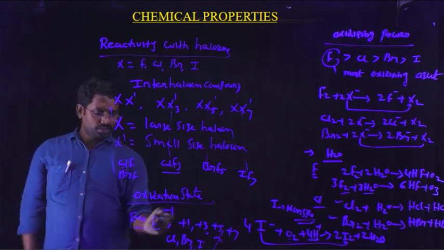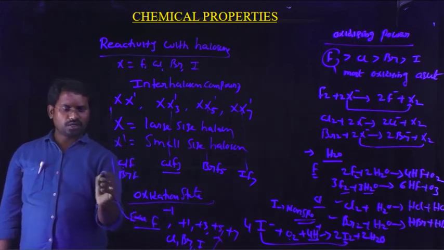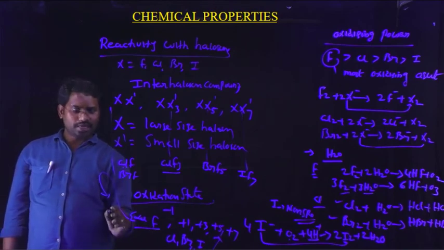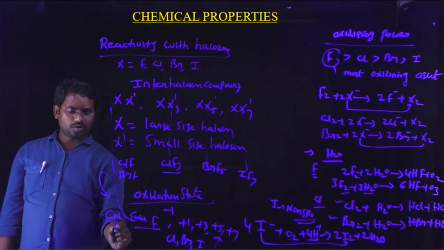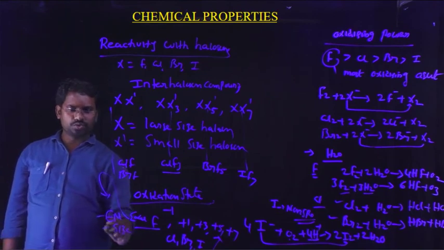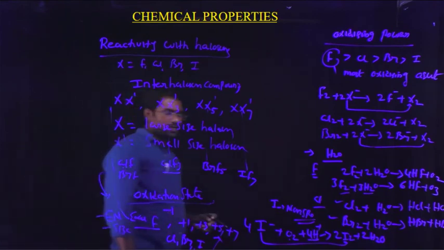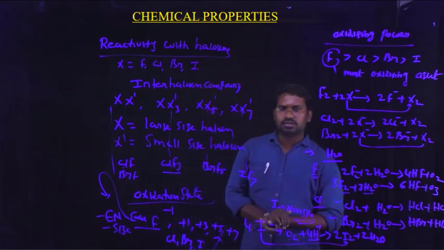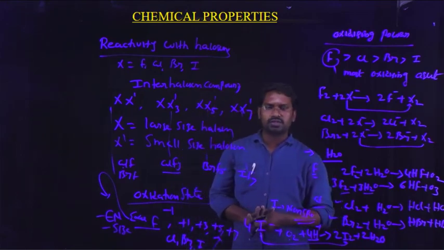So why does fluorine exhibit only -1 oxidation state? Due to its high electronegativity and its small size. Based on these two issues, fluorine only exhibits -1 oxidation state. So these are all the chemical properties of the halogens.